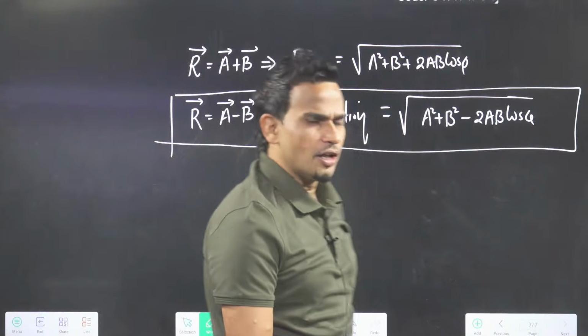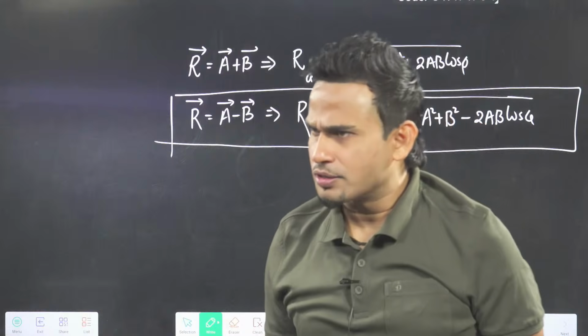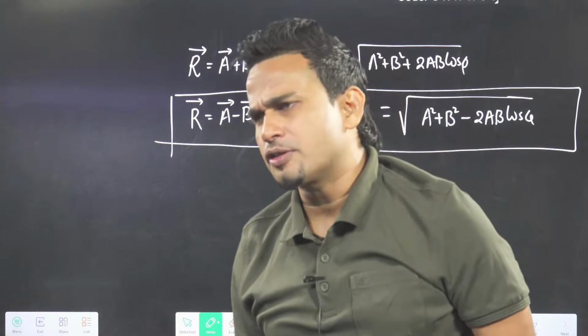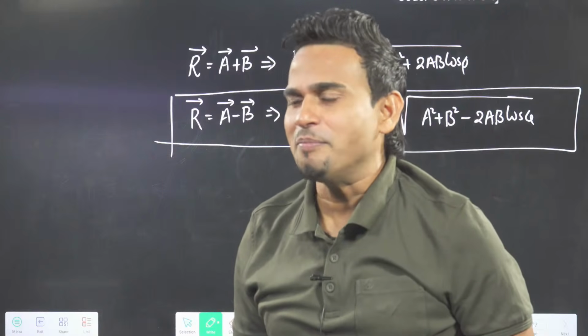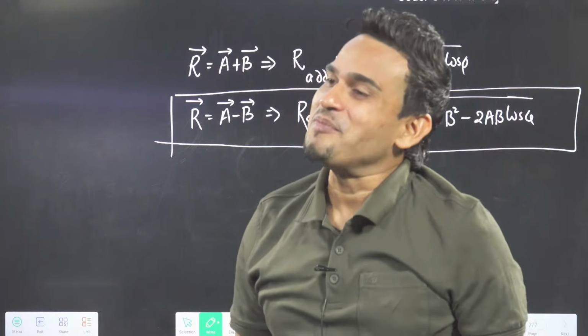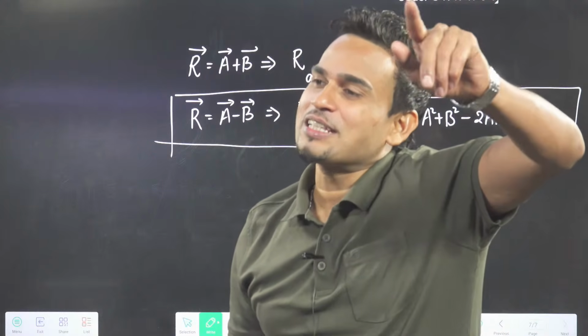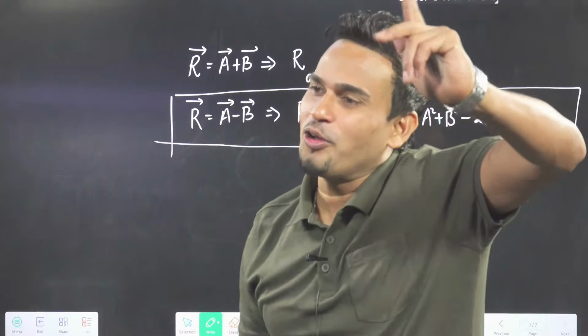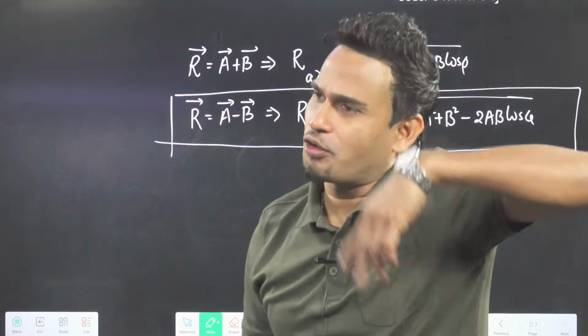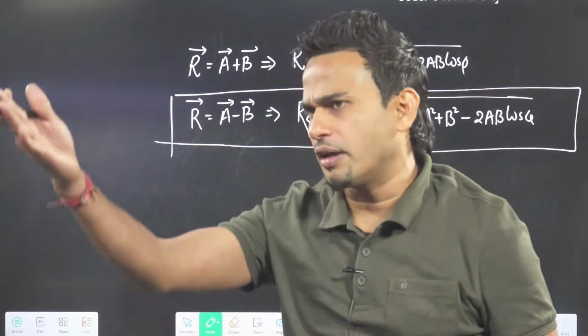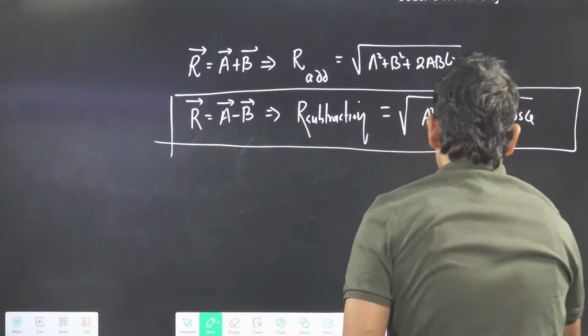So addition is under root of A square plus B square plus 2AB cos theta. Subtraction is under root of A square plus B square minus 2AB cos theta. Sir, why did minus come? It did not come because you are subtracting. It came because cos theta was the angle between A bar and B bar, but now you are adding A bar and minus B bar. So that's why theta will be 180 minus theta, and cos 180 minus theta is minus cos theta. You can write the question.